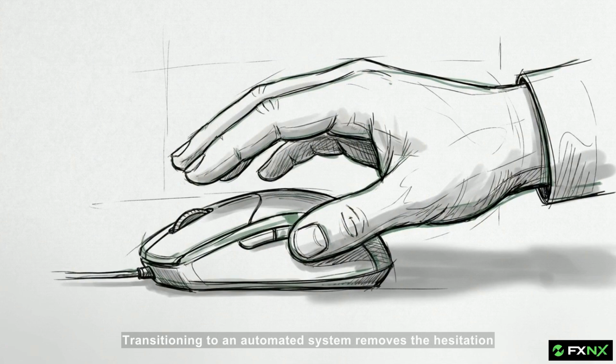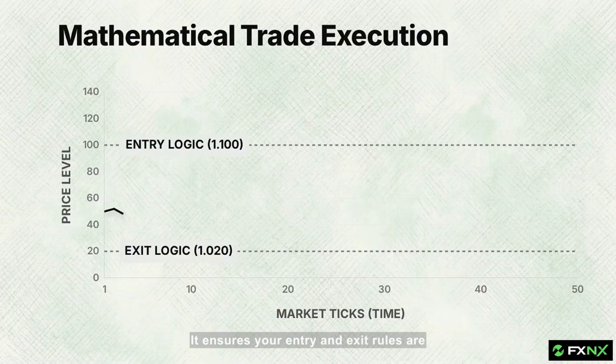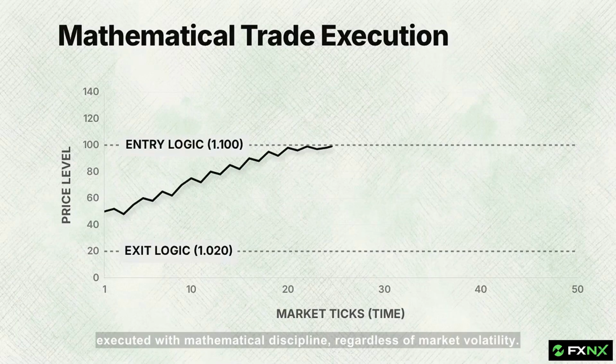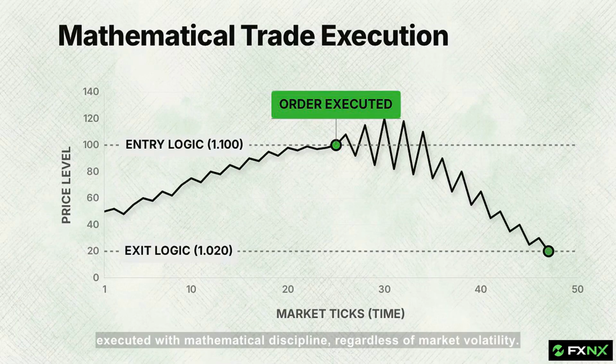Transitioning to an automated system removes the hesitation often found in manual trading. It ensures your entry and exit rules are executed with mathematical discipline, regardless of market volatility.